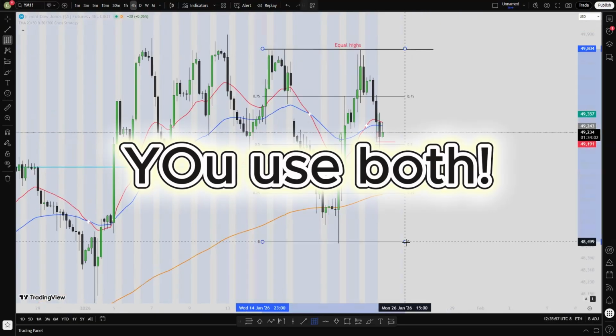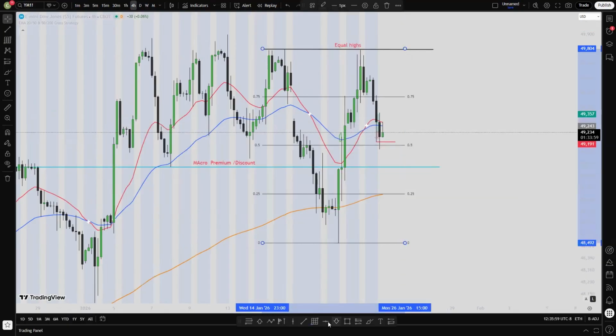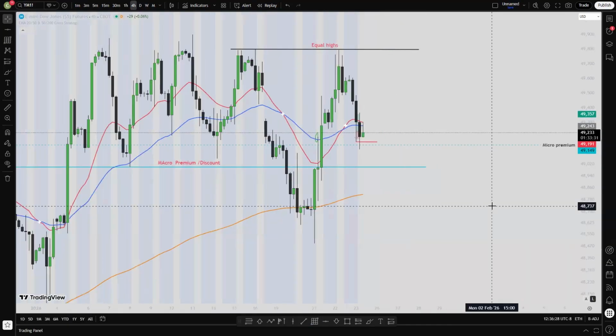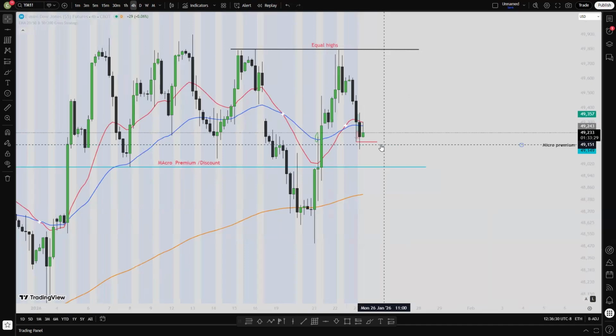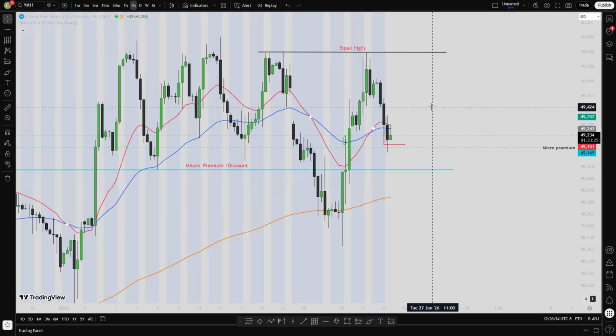With your GAN box here, you have the 50% mark of the micro range right in here. So now that we've marked our 50%, you can see price came down again and tapped it. So the point I'm trying to make here is a lot of traders try to get in after sweeps of liquidity that are really weak, and they wonder why they get stopped out.